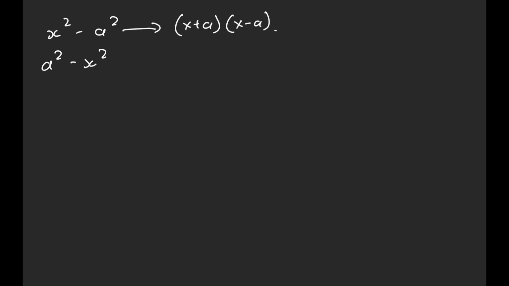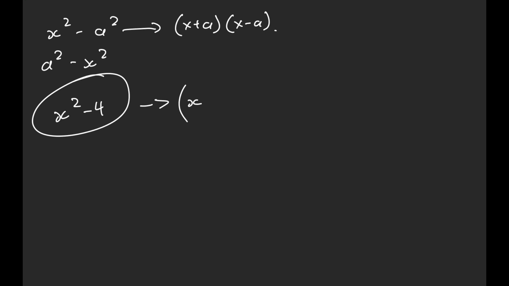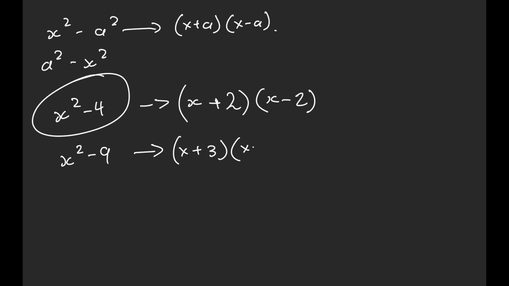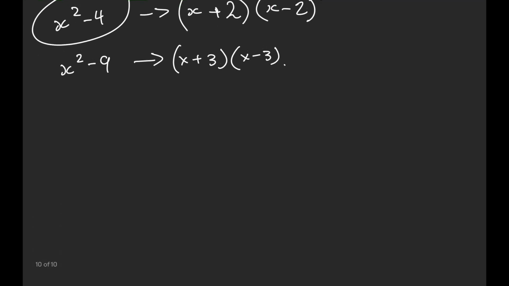So let's just say we have something like x squared minus 4. Let's factor this. Our leading term, x squared, is going to be our first term. And we're going to have a plus, and we're going to have a minus. What's the square root of 4? It's 2. So we put in a 2 here, put in a 2 here. Likewise, x squared minus 9 breaks into x plus 3 times x minus 3.